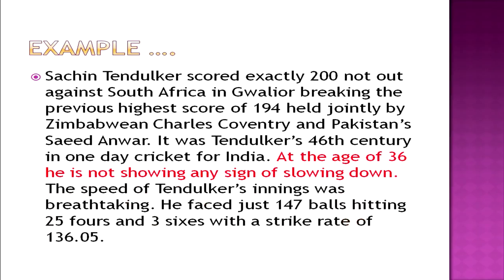Sachin Tendulkar scored exactly 200 not out against South Africa in Gwalior, breaking the previous highest score of 194 held jointly by Zimbabwean Charles Coventry and Pakistan's Saeed Anwar. It was Tendulkar's 46th century in one-day cricket for India. At the age of 36, he is not showing any sign of slowing down. The speed of Tendulkar's innings was breathtaking. He faced just 147 balls, hitting 25 fours and 3 sixes with a strike rate of 136.05.